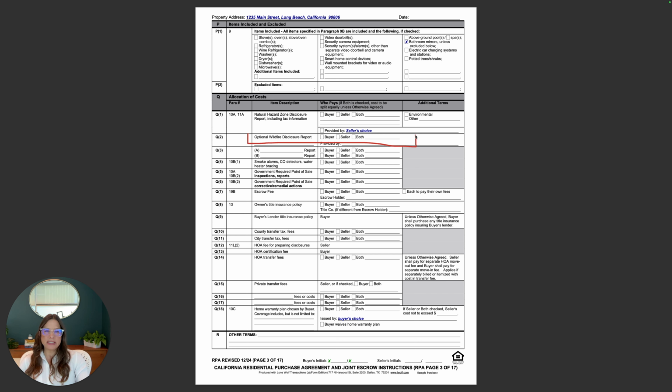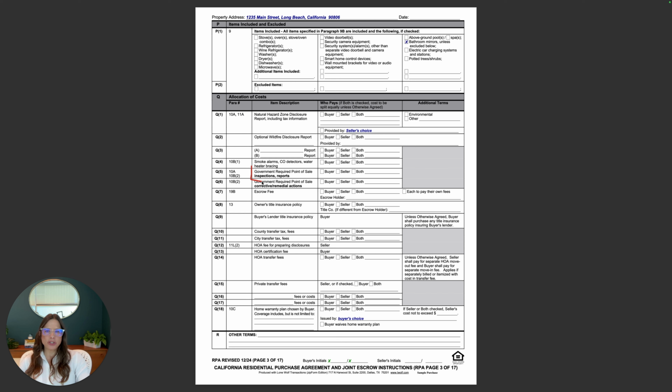Wildfire, we don't really deal with that here, but if you're buying in an area that has fire hazards, then we can ask the seller to pay for a wildfire report. The home inspection report, we would write this here, home inspection, is a buyer cost. The buyer pays for their home inspection. The seller typically pays for these minimum mandatory requirements that we went over on the first page: smoke detector, carbon monoxide detector, and water heater strapping.